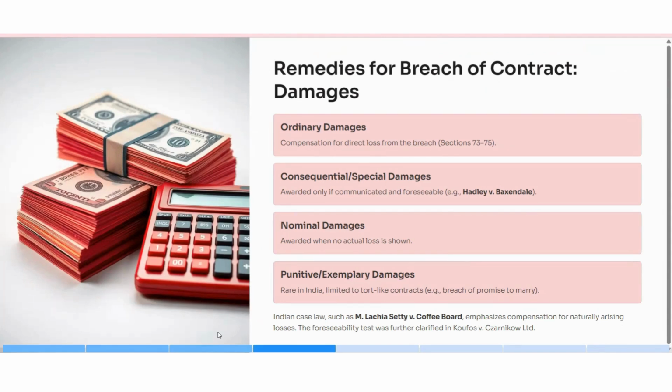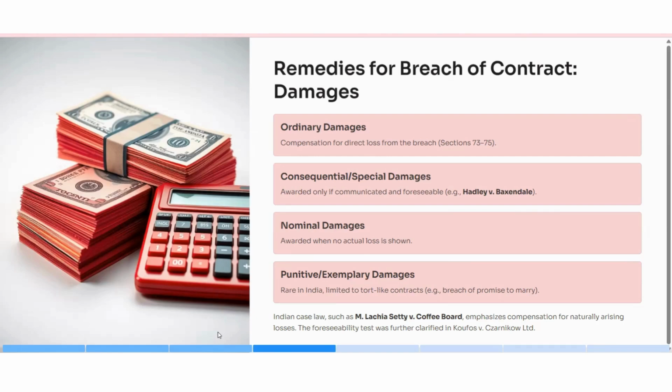Consequential or special damages are awarded only if communicated and foreseeable. Hadley versus Baxendale is the case, which is a landmark judgment where, because of breach of contract, there might be a lot of loss, which is recurring loss. So special damages can be awarded because of that breach. Nominal damages are awarded when no actual loss is shown. Punitive or exemplary damages are rare in India, limited to tort-like contracts, for example, breach of promise to marry.